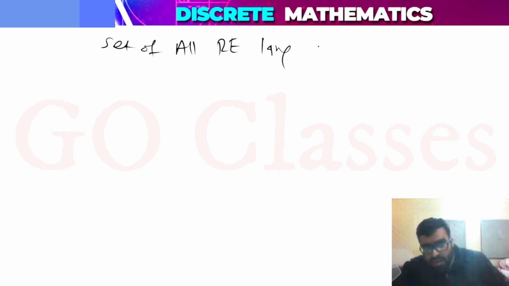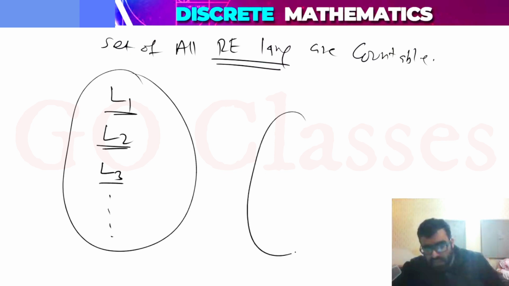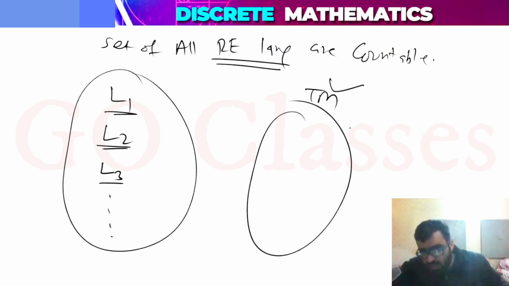Similarly, you can prove the set of all RE languages is also countable. Why are they countable? Because of the same logic. You have the set of RE languages: L1 is an RE language, L2 is an RE language, L3 is an RE language, and so on. And this is your set of Turing machines. You already know the set of Turing machines is countable. This we have already proven.